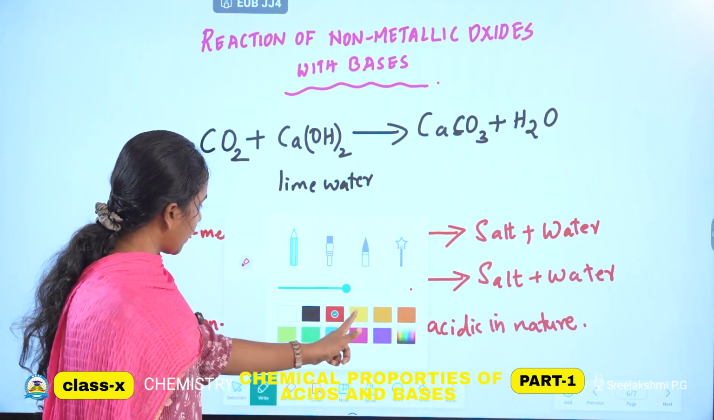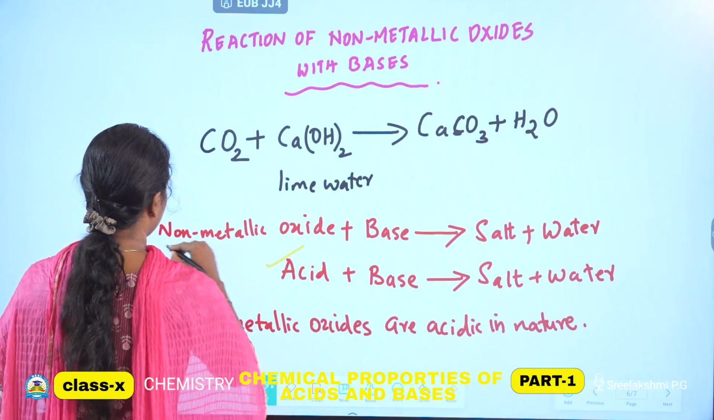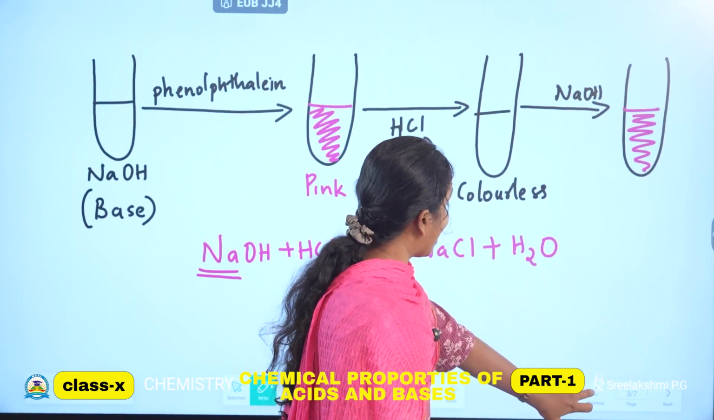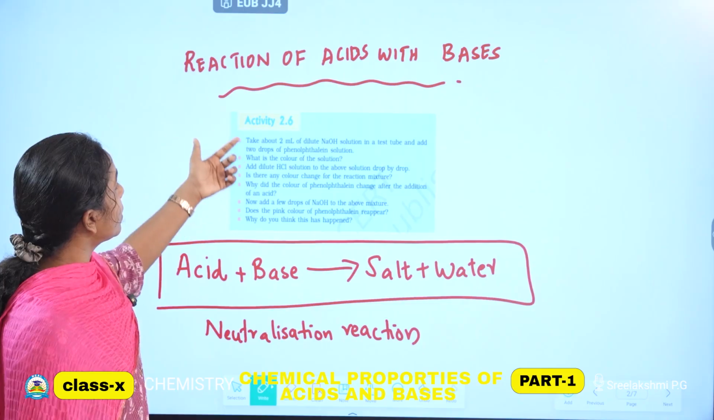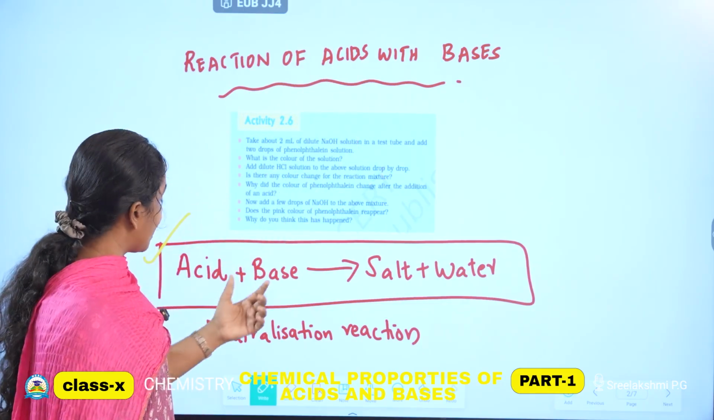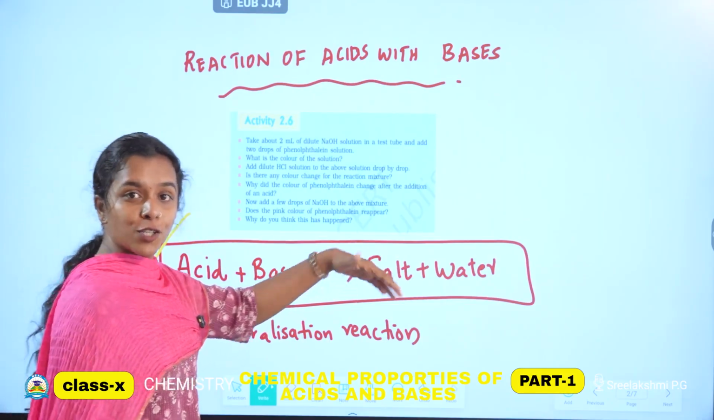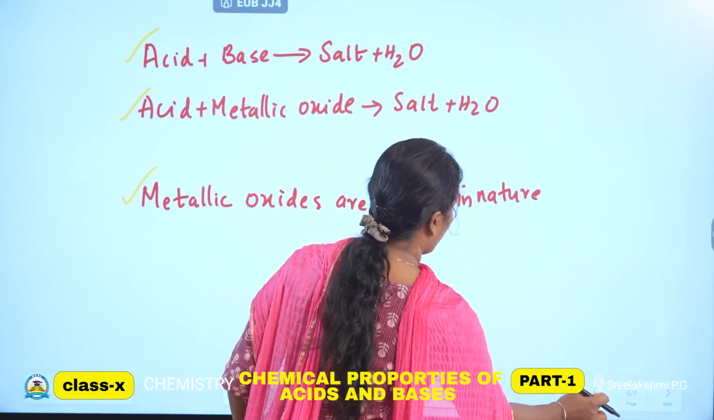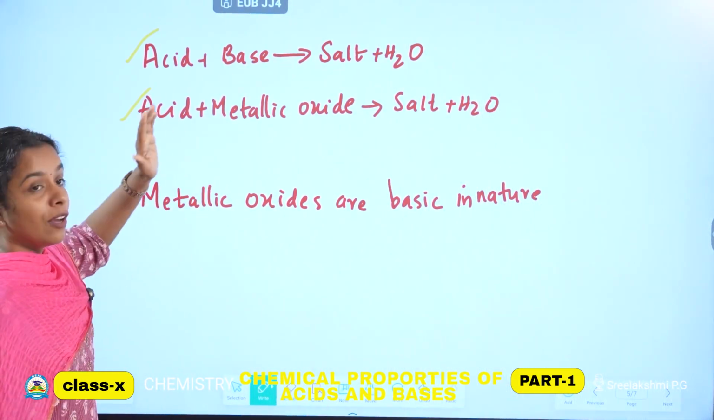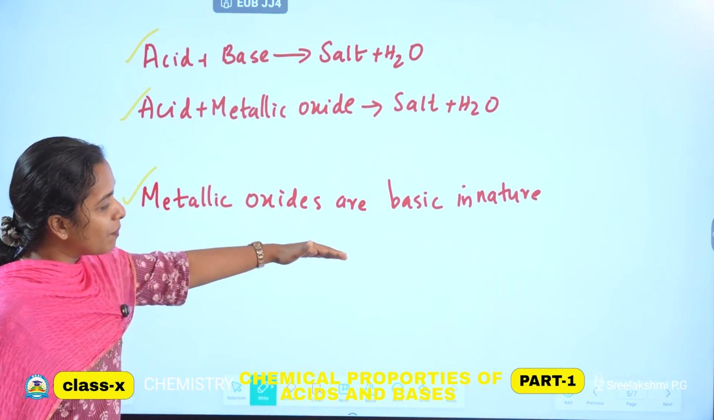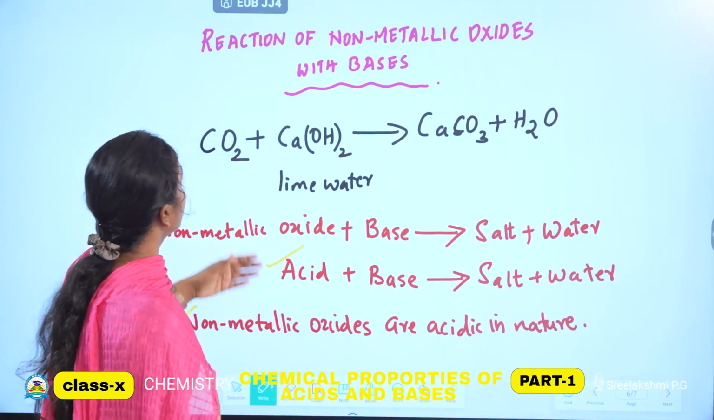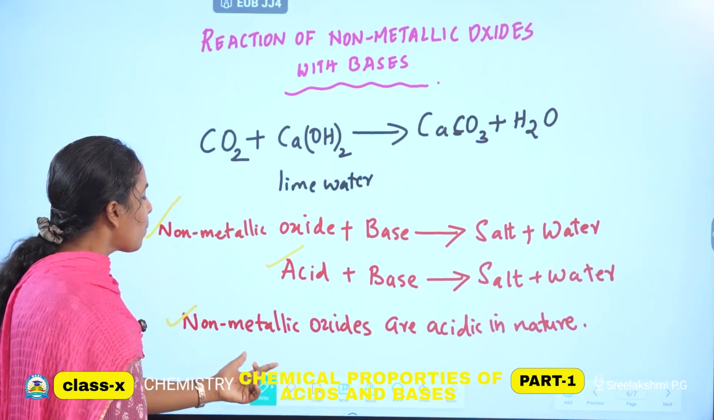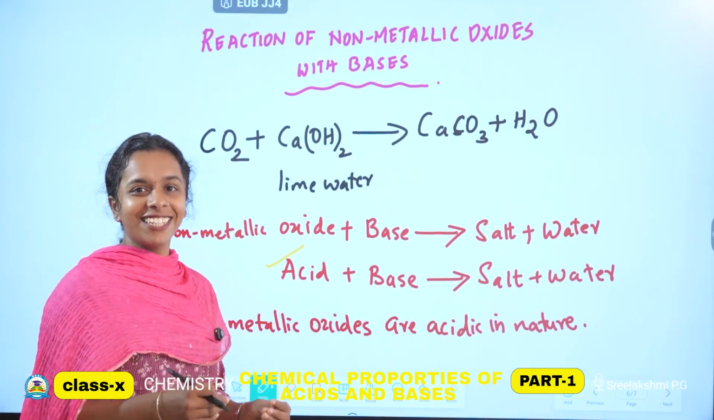Understood? So this is an important equation. We will put a tick. That is what we have studied in the reactions of acids and bases. First we studied the reaction of acid with bases. There we saw acid plus base gives salt and water. Then we saw the reaction of metallic oxide with acid. From there we understood that metallic oxides are basic in nature. The next one was the reaction of non-metallic oxides with bases. From there we understood that non-metallic oxides are acidic in nature.